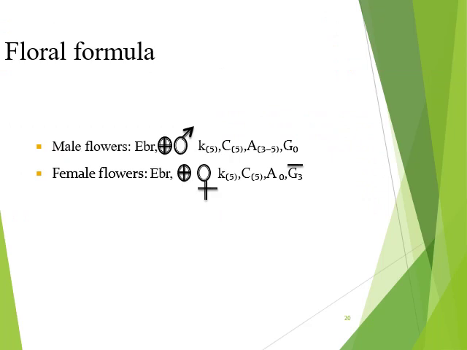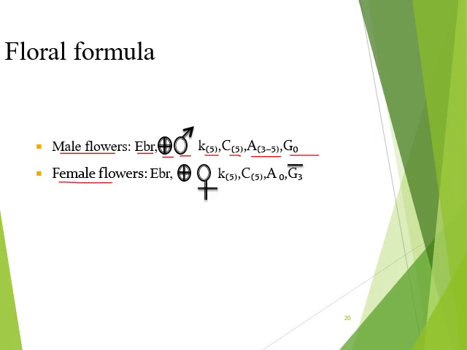So here we have the floral formula. First one we have the male flower. So it's ebracteate, bracts are absent, then its symmetry is actinomorphic, then only male part or stamens are present. Then the calyx are 5 and fused. Then we have the corolla, number of corolla 5, they are fused. Then we have the androecium, and their number is 3 to 5 and they are fused. And there is 0, it means gynoecium or female part is totally absent in it.